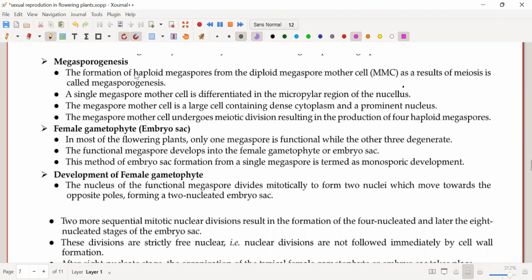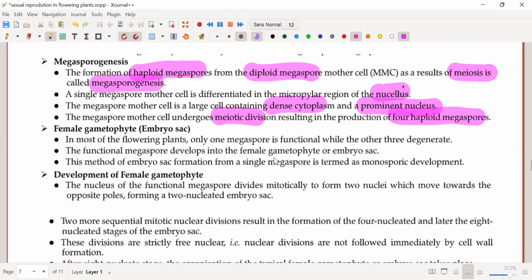So what is megasporogenesis? The formation of haploid megaspores from the diploid megaspore mother cell as the result of meiosis is called megasporogenesis. A single megaspore mother cell is differentiated in the micropylar region of the nucellus. The megaspore mother cell, MMC, is a large cell containing dense cytoplasm and a prominent nucleus. It undergoes meiotic division, resulting in production of 4 haploid megaspores.